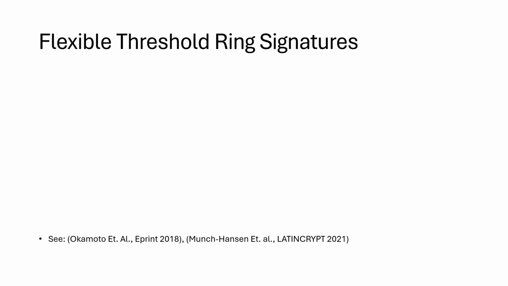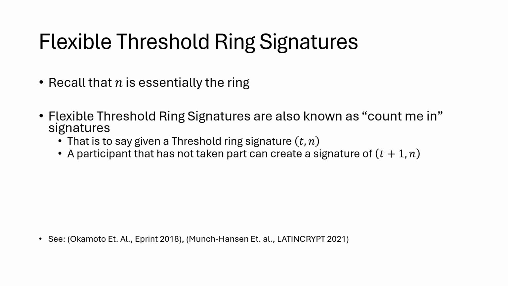Then the manager knows who all these participants are, and I will just report you to the company boss and whatever. Flexible threshold ring signatures, the beauty of it is that you can take an existing threshold ring signature and just increase the threshold, add t to be t plus 1, and so forth. So essentially, you have n as your ring.